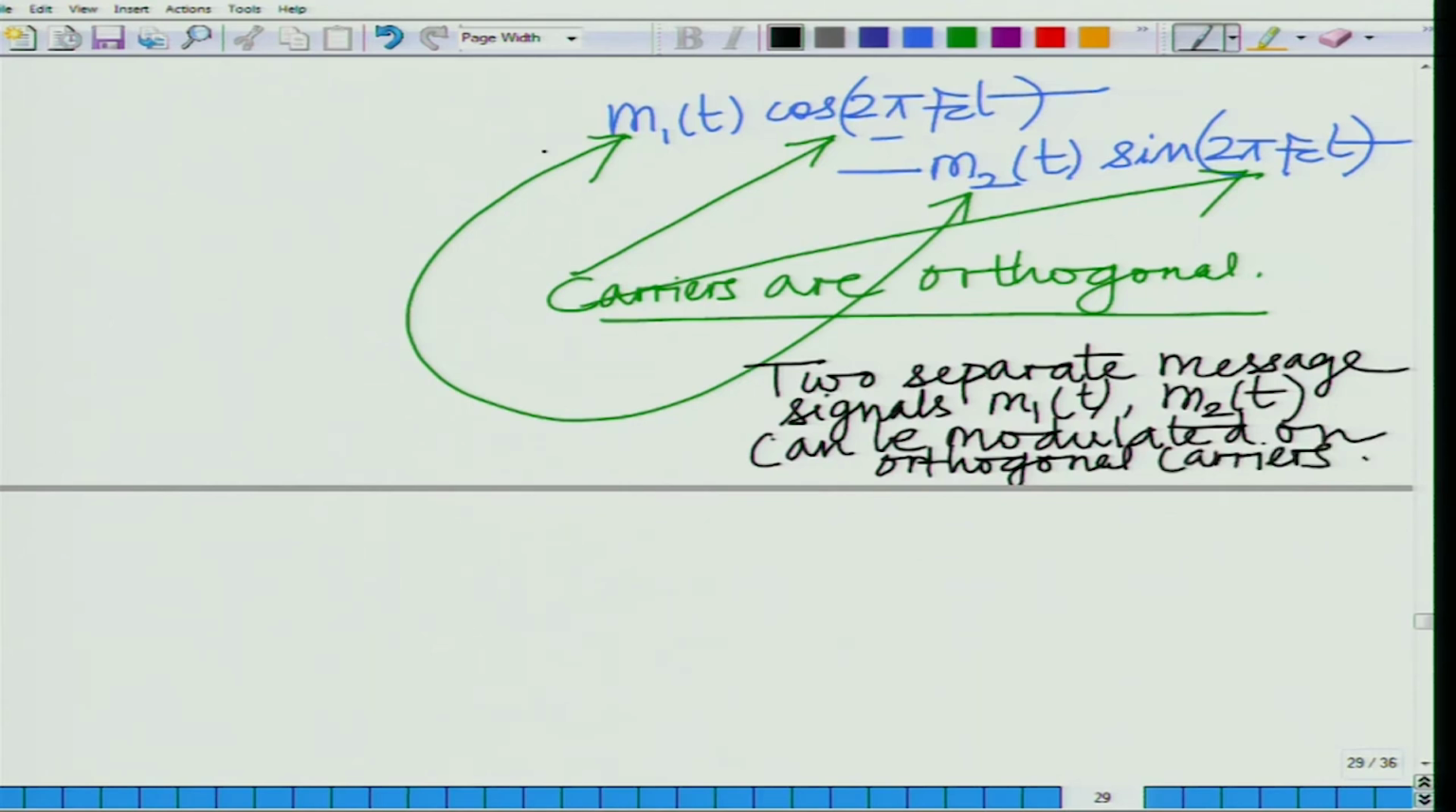So what we have seen in quadrature carrier multiplexing is, for a carrier frequency f_c, we have cosine 2 pi f_c t and sine 2 pi f_c t. We have shown that these two carriers are orthogonal, and therefore one can modulate two separate signals m1(t), m2(t), one on each carrier, m1(t) on the cosine channel, m2(t) on the sine channel. In fact, these are known as the in-phase and quadrature channels. Okay, so that is important. Quadrature carrier multiplexing is an analog modulation scheme.